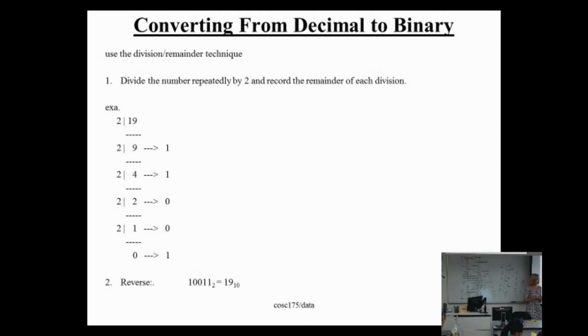It's the binary equivalent of 19. You read it backwards. Backwards. So 1, 0, 0, 1, 1 is 19. Well, the 2 just says that's the base. You want to try one?